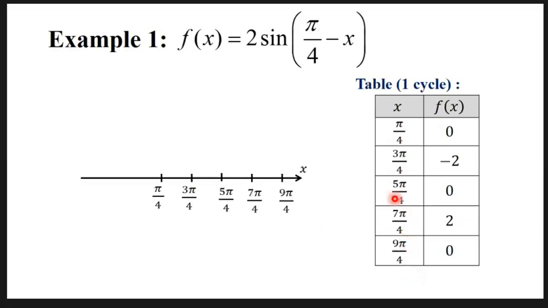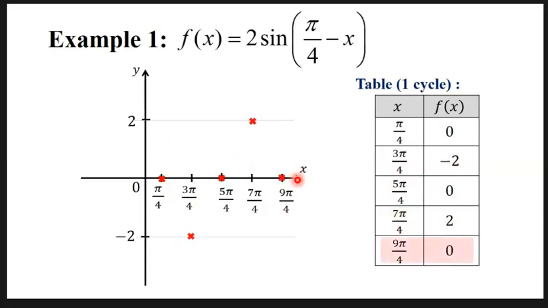And then next, I will insert the y-axis and also the reference values that I need according to the f(x) values here, which are 0, −2 and 2. 0 will just refer to the x-axis. Next, according to the table, I'm going to plot the points one by one. So for the first pair, π/4 and 0, I've done the plotting. The next pair, the third pair, the fourth, the fifth.